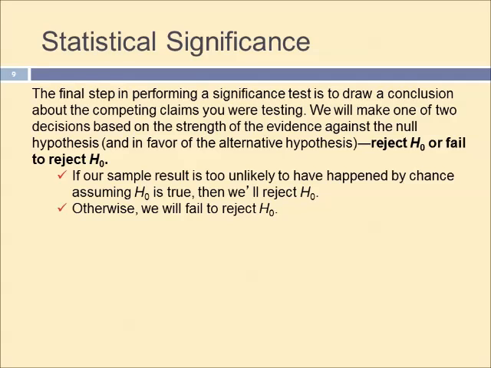The final step in performing a significance test is to draw a conclusion about the competing claims you are testing. We will make one of two decisions based on the strength of the evidence against the null hypothesis and in favor of the alternative hypothesis. We either reject the null hypothesis or fail to reject the null hypothesis. If our sample result is too unlikely to have happened by chance, assuming H0 is true, then we reject the null hypothesis. Otherwise, we simply fail to reject.